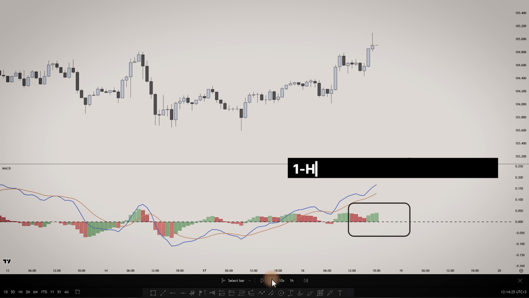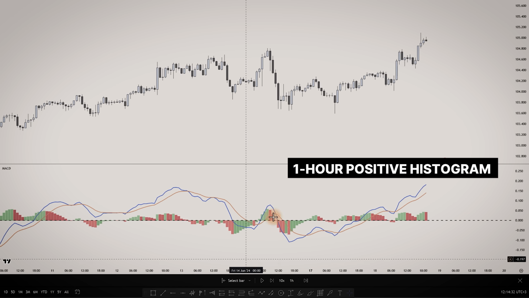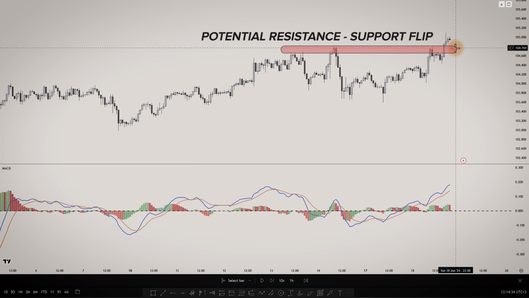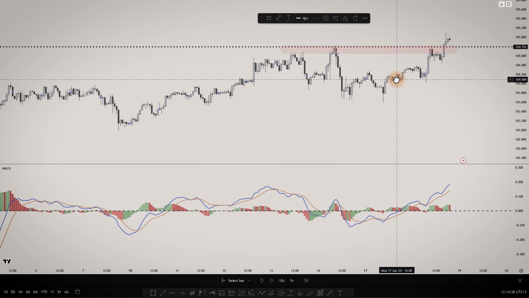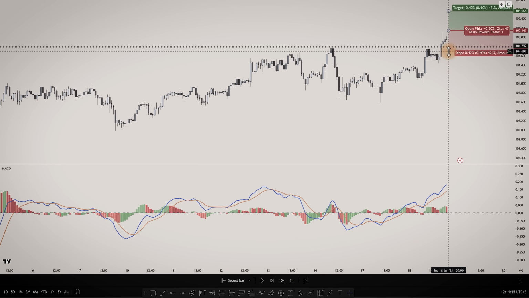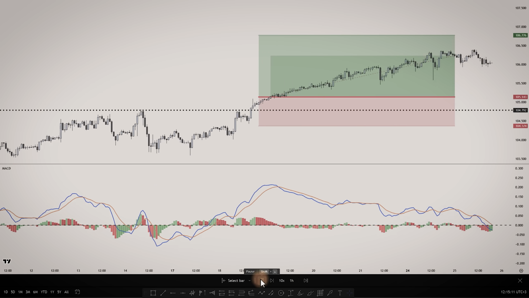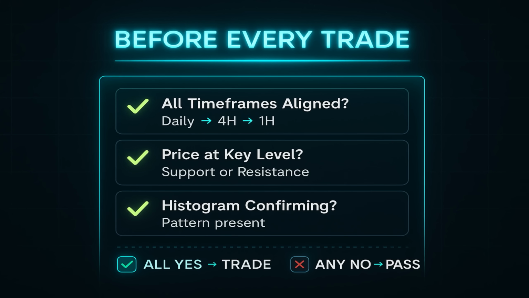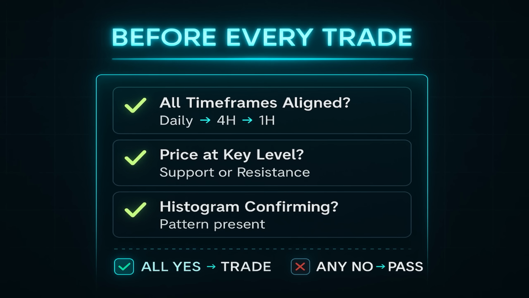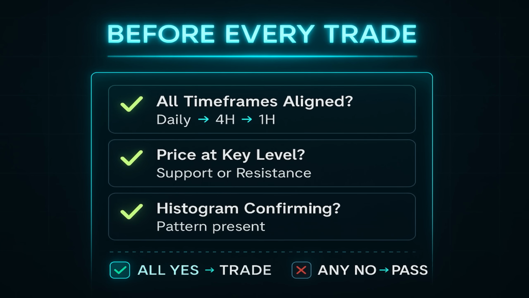Checking the 1 hour, histogram just flipped green. That's my entry confirmation. Price is sitting right at support. That's perfect. Everything confirms. I'm entering here at the close of this candle. Stop goes below this level. Target at 2R, which is 80 points from here. This is the kind of A+ setup these 3 MACD strategies find every single day.